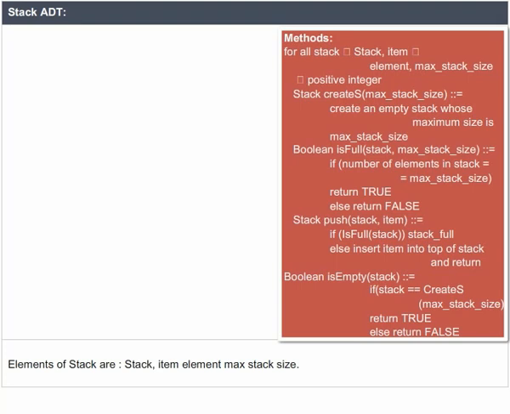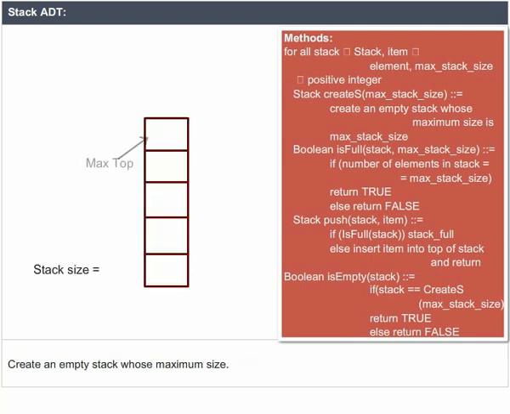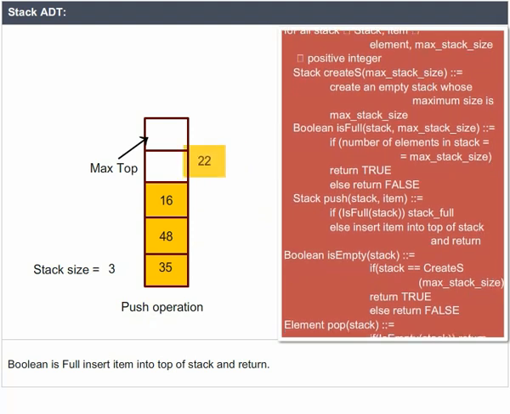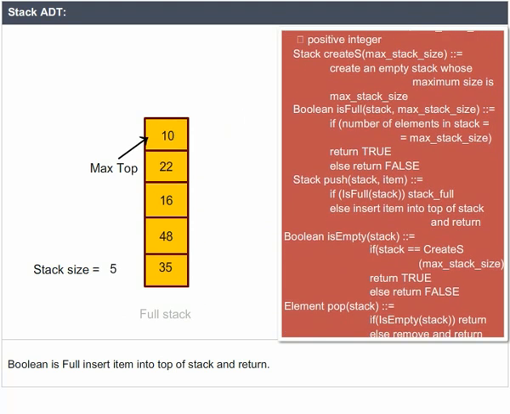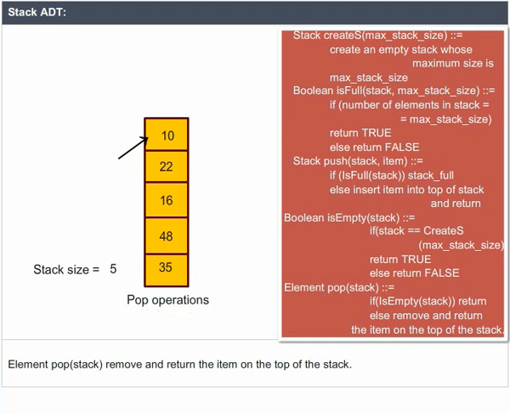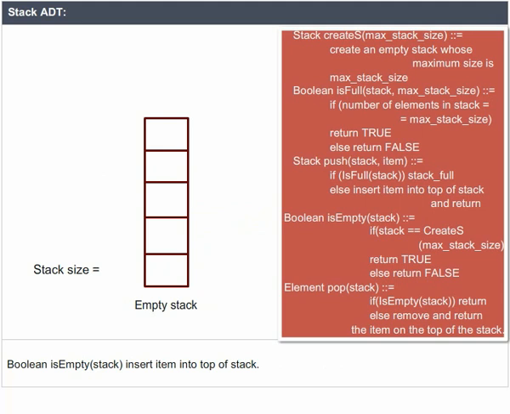Stack ADT. Elements of stack are stack item elements, with a max stack size. Create an empty stack whose maximum size is given. Boolean is full. Push: insert item into top of stack and return. Element pop: remove and return the item on the top of the stack. Boolean is empty. Insert item into the top of stack.